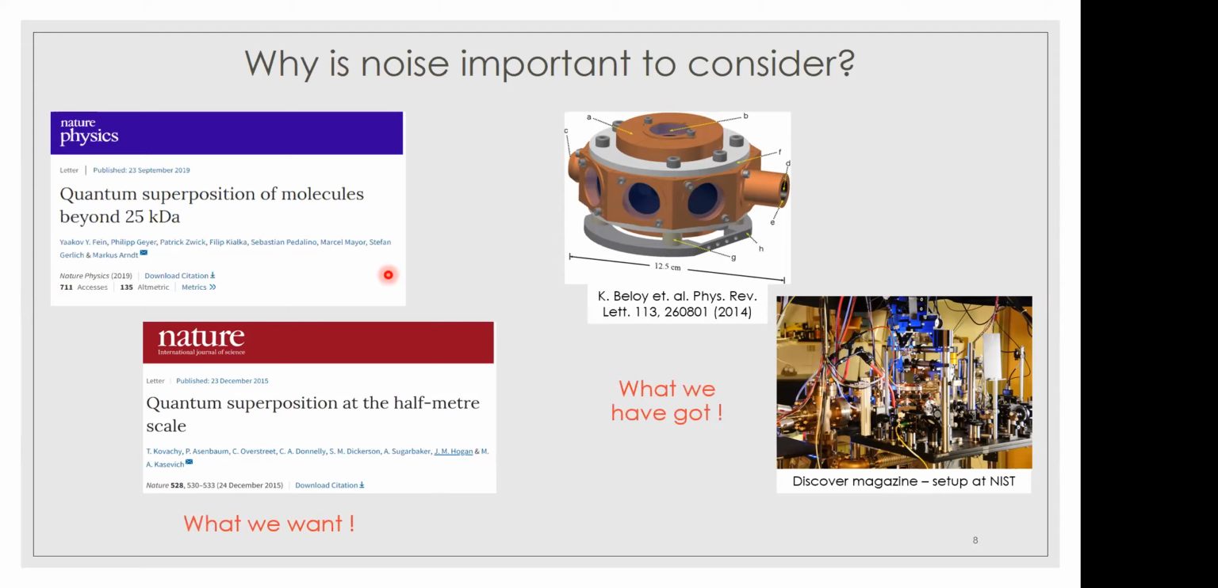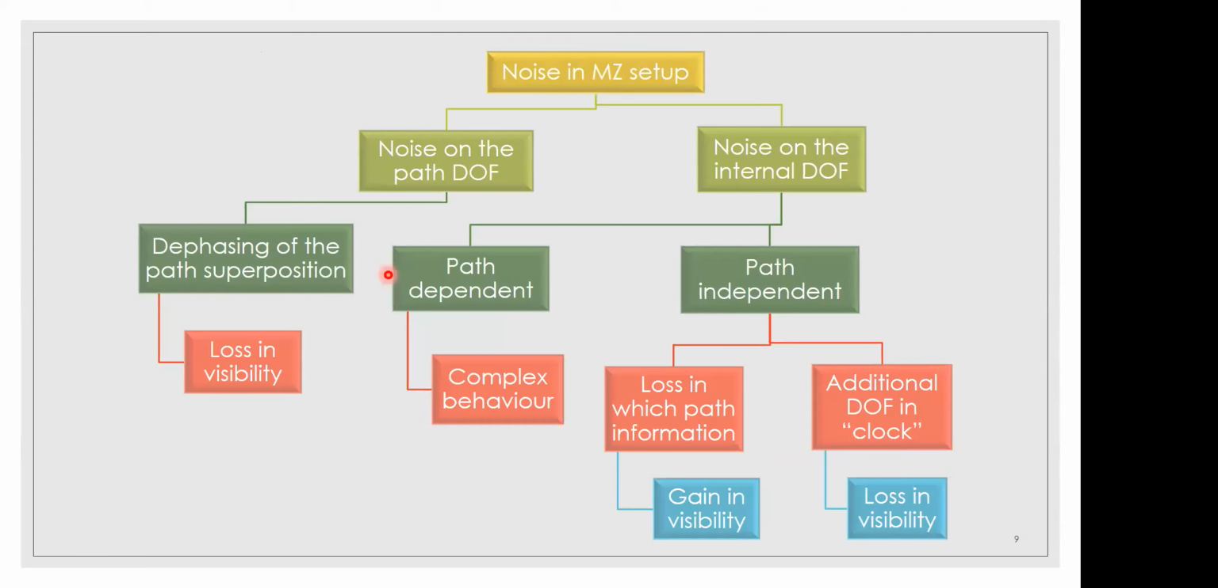So what kind of noises can one theoretically consider in a Mach-Zehnder setup without going into experimental details? One could have, for example, noise on the path degree of freedom, which leads to a dephasing of the superposition. The answer in that case is quite clear: the number of particles reaching the detector would be lesser, and there would be a loss in visibility because the superposition is no more coherent.